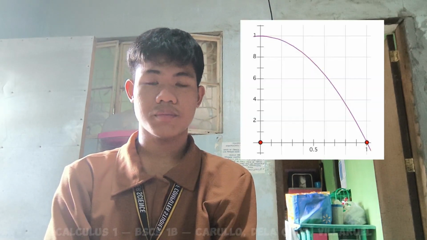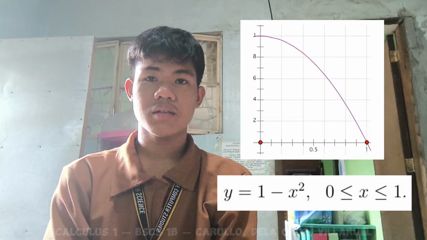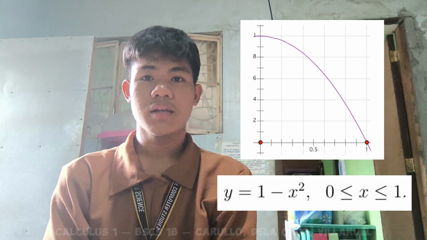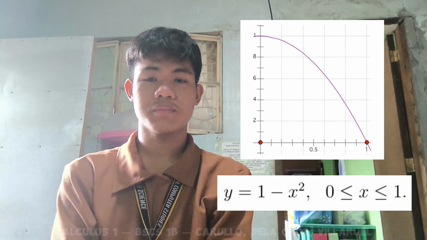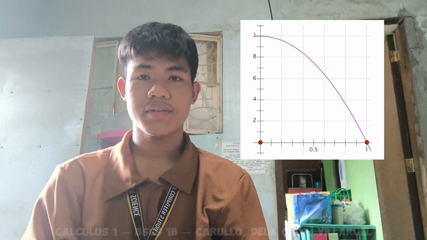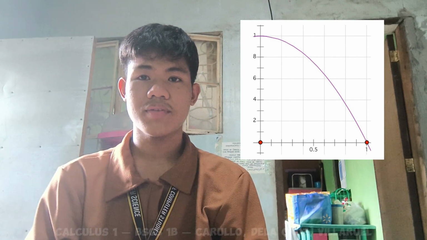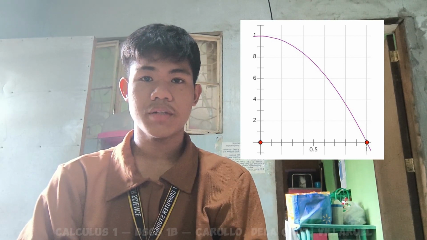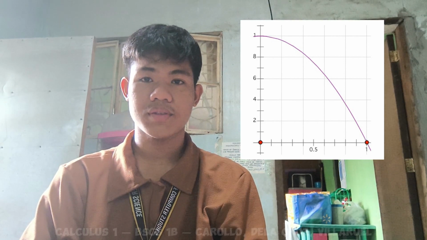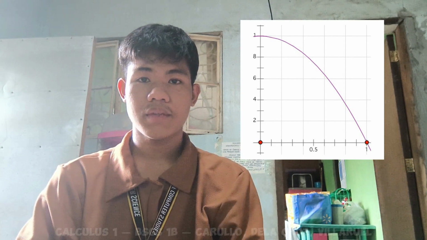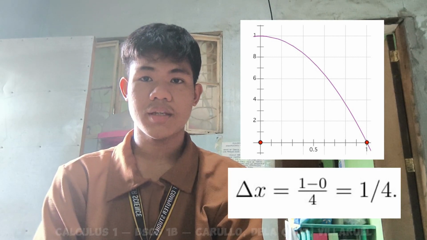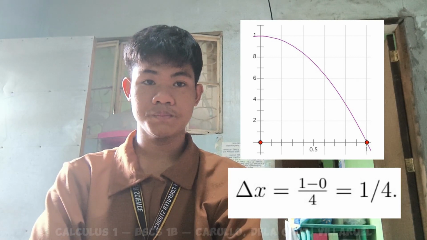Today, I will illustrate the net of area from graphs. Supposedly, we have this graph. A is the area under the curve y = 1 - x squared, where 0 is less than or equal to x and less than or equal to 1. In order for us to get the area, we will use the left endpoint approximation. We will divide the interval 0 to 1 of the x-axis into 4 sub-intervals of equal length, which is (1 - 0) divided by 4, equal to 1/4.